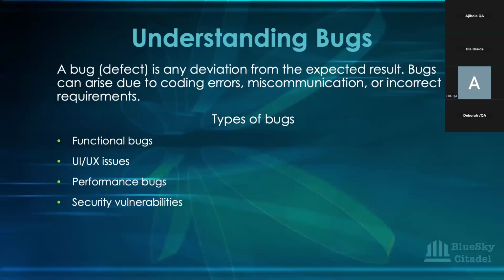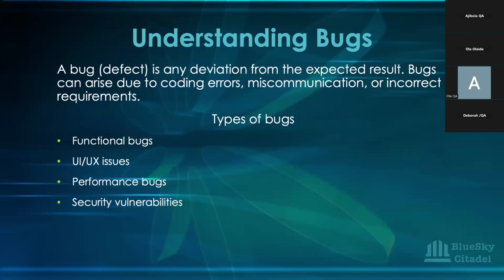So we have different types of bugs. The first one is functional bugs. So what are functional bugs? Functional bugs are defects that occur when the application does not work as expected. They are errors as a result of the application not working as expected. So that is a functional bug.